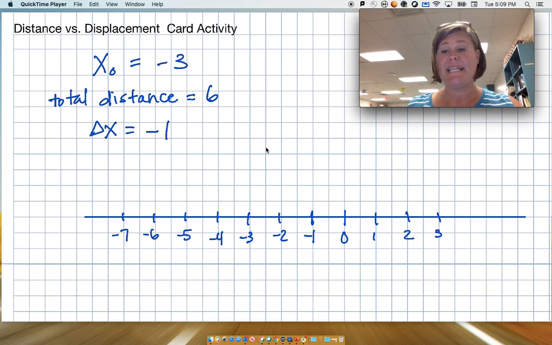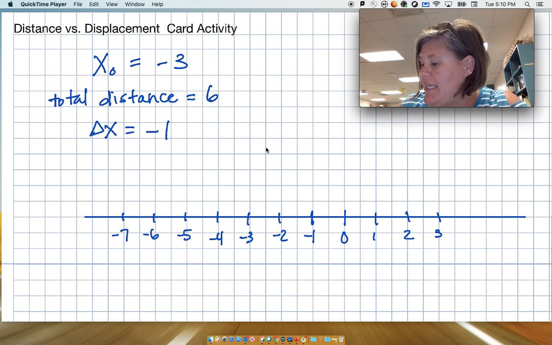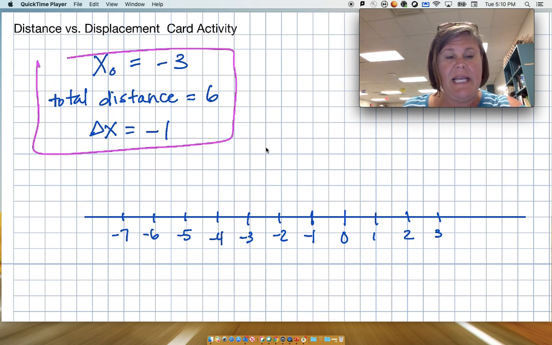Okay, so this is lesson 1-2, the distance and displacement card activity. I want to demonstrate what I want for the diagrams for this card activity in a video. So here's the card, and I just made this one up really quickly.